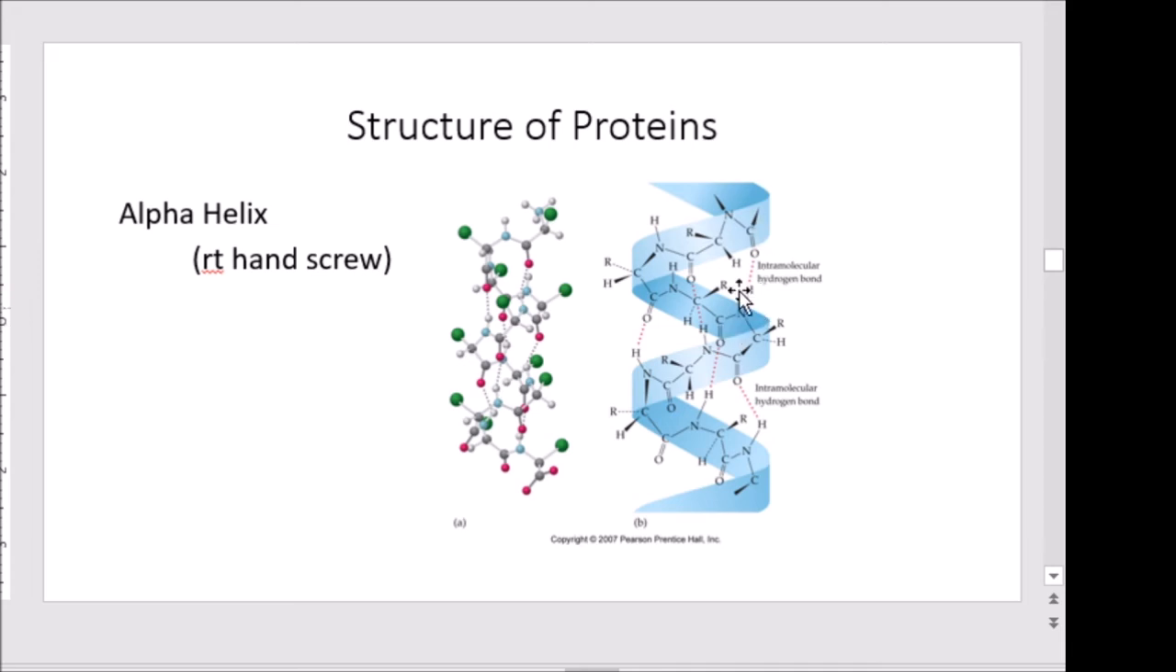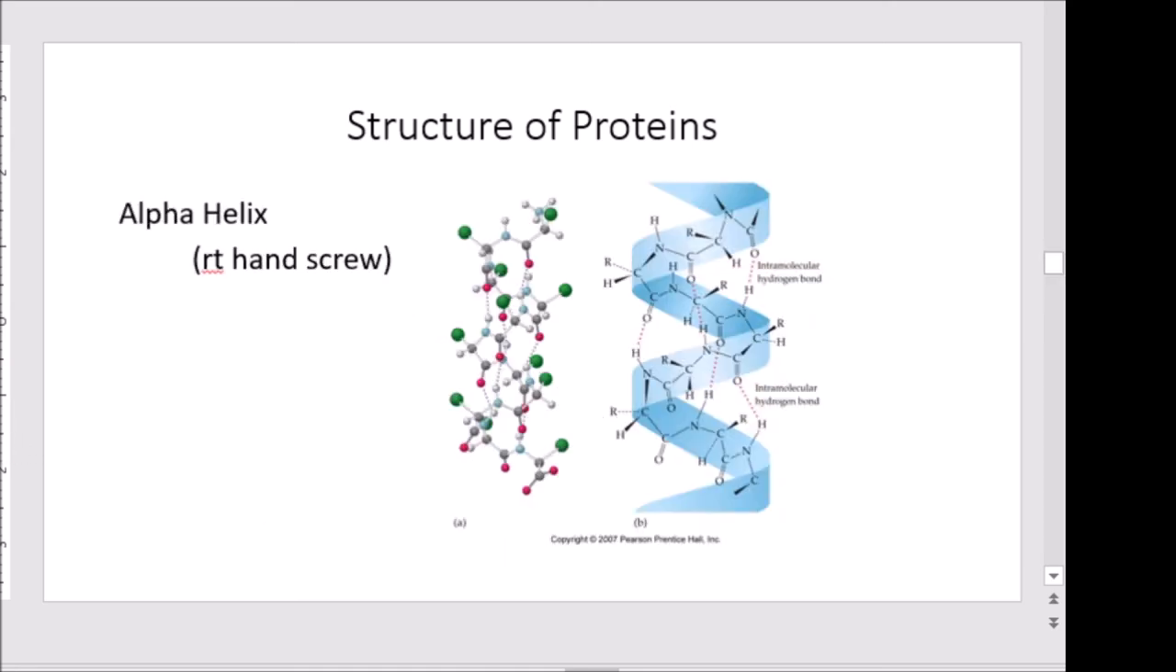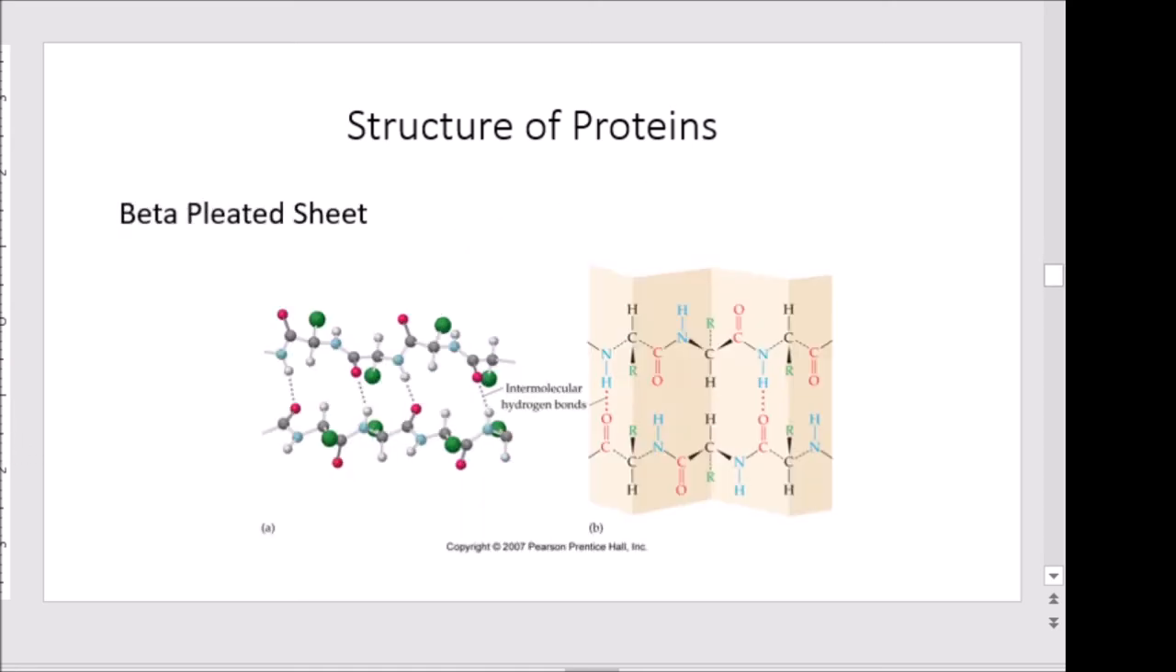They're intramolecular hydrogen bonds, right? So now if it comes in and it doesn't make that twist, it tends to make sheet. So this is a beta pleated sheet, and it's got these folds. It goes up and down, but it's again held together by hydrogen bonds. All right, so pleated sheets and helixes, those are pretty easy to tell apart.